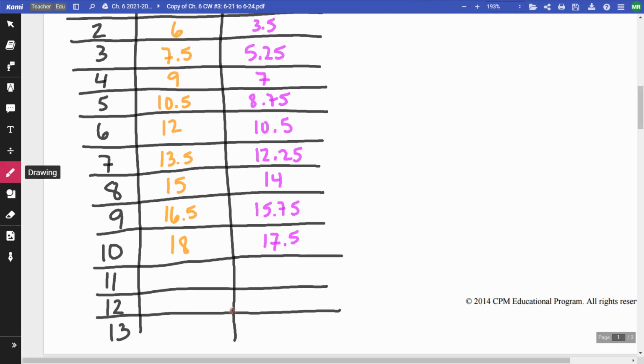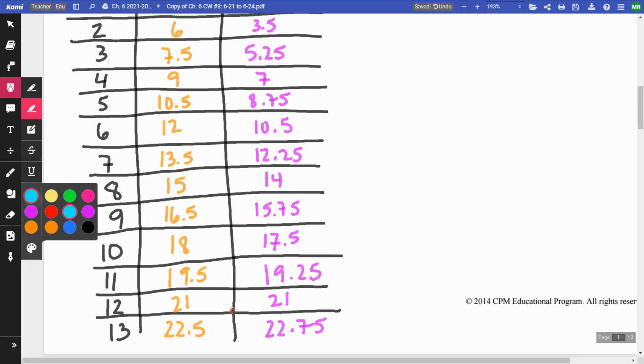Okay, so for year 11 for Charles, I got 19.5, 21, and 22.5. Okay, for Amy, for year 11, I ended up with a 19.25, a 21, and a 22.75.